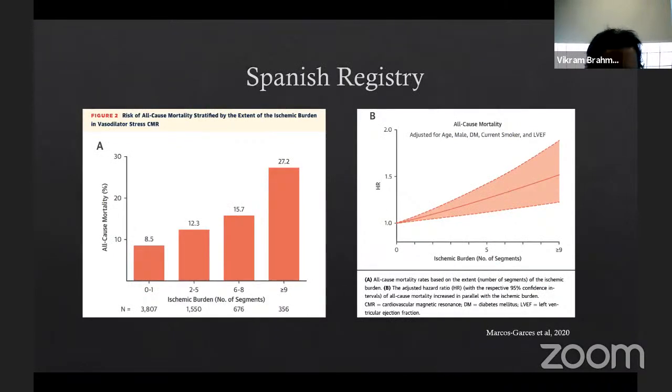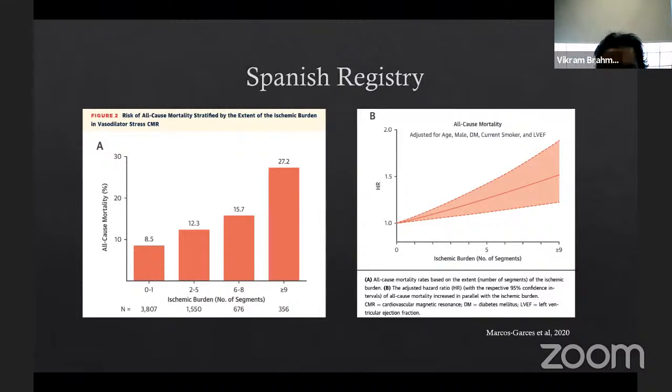So now just looking at some newer trials out of Europe, and I think things get really interesting here. So this is a Spanish registry. This is a large retrospective study of more than 6,000 patients with stable coronary disease. And they had a median follow-up of about 6 years.